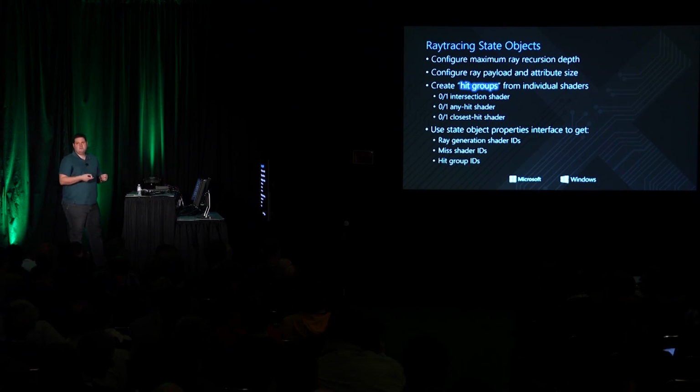So you use whichever ones you need, and then you compile those together, and then get the shader ID from the state object properties interface, and then you place that into your shader table as the ID. So in addition to the hit groups, you also have the ray generation shader ID, as well as the miss shader ID. And together, those three objects are part of the argument to the dispatch rays call.